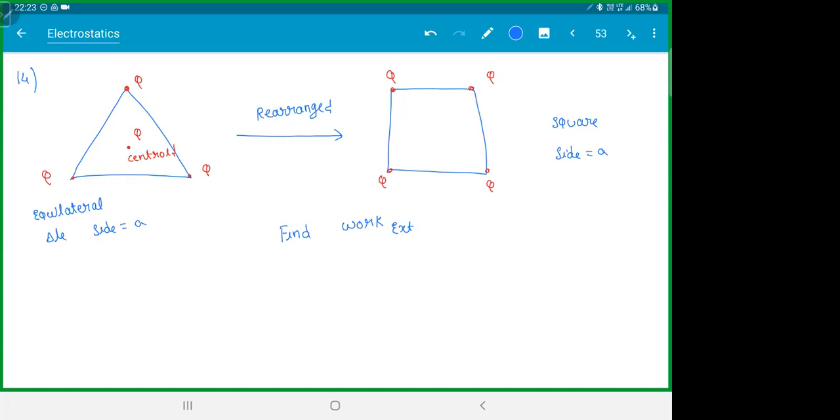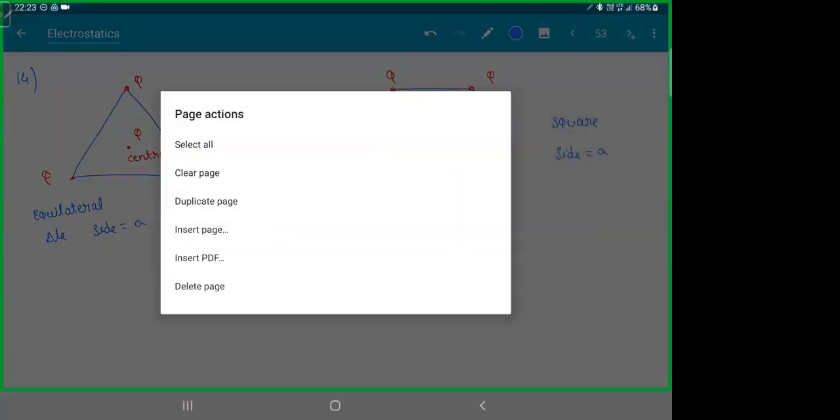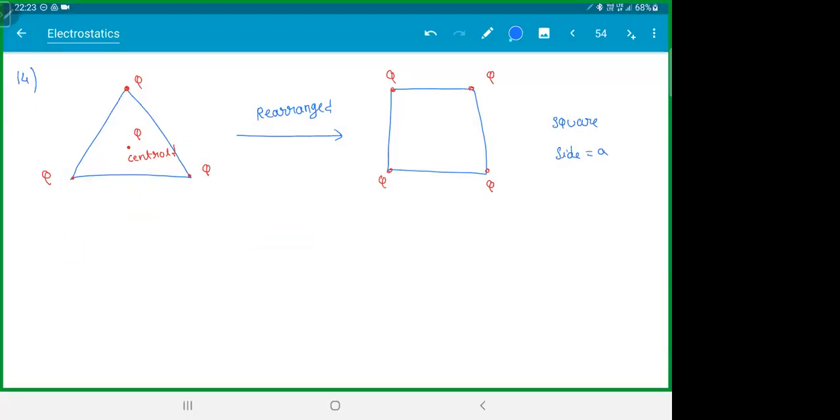How many are there initially? See here we have 3 side pairs and 3 centroid pairs, na? So this is 3 into kq square by a. These are the sides, plus 3 into kq square by, what is this distance from the centroid? Centroid divides height in the ratio of 2:1. So this will be 2/3 of √3a by 2, which is a by √3. kq square by a by √3. This is the initial energy, people.